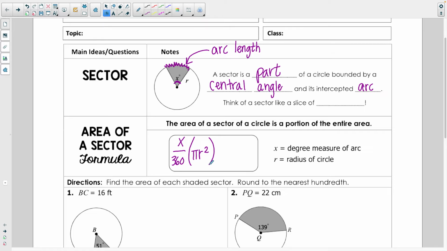I want you to come over here to the side and write arc length. What if I want to find how long this is, how many miles this is of the circle? Around the circle is circumference. What's the formula for circumference? Pi times d. So for arc length, we're going to do x over 360 times pi d. This is for area, and this is for arc length, how far we're running.